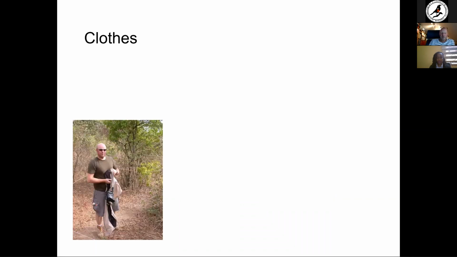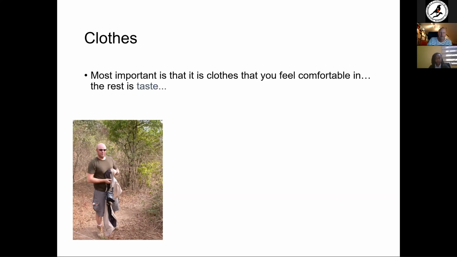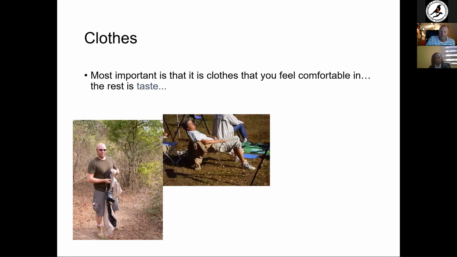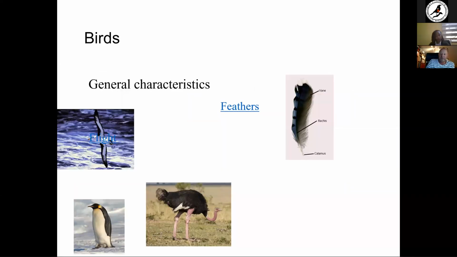When it comes to clothes, you can wear most anything, but it should be clothes that you feel comfortable in. And the rest is taste. So the most important thing is that birds fly.